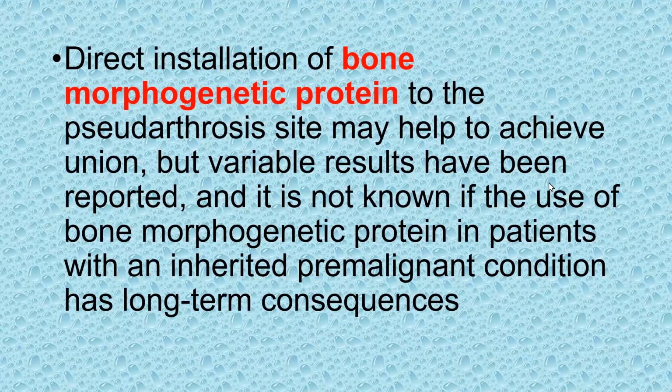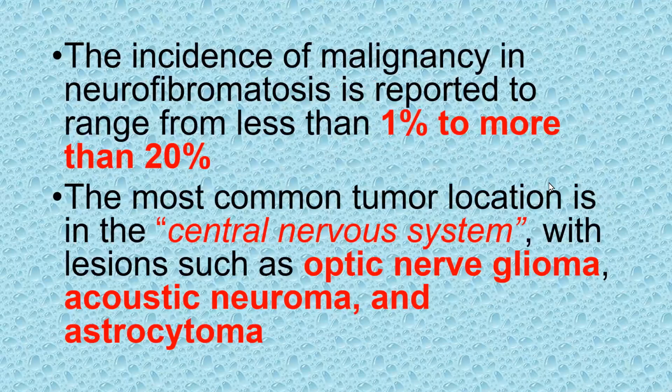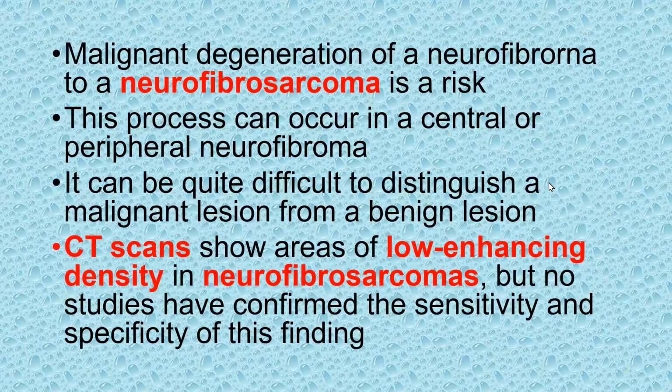The incidence of malignancy in neurofibromatosis is reported to range from less than 1% to more than 20%. The most common tumor location is in the central nervous system, with lesions such as optic nerve glioma, acoustic neuroma, and astrocytoma. Malignant degeneration of a neurofibroma to a neurofibrosarcoma is rare. This process can occur in the central or peripheral neurofibroma. It can be quite difficult to distinguish a malignant lesion from a benign lesion.